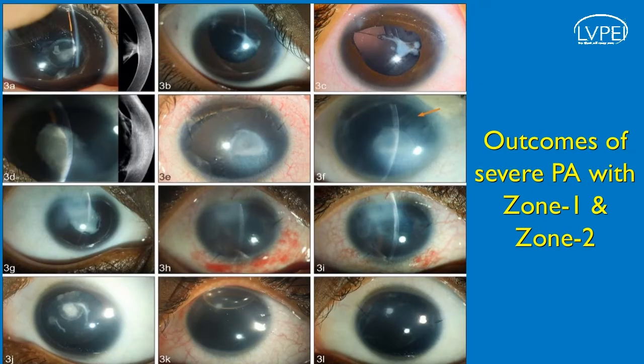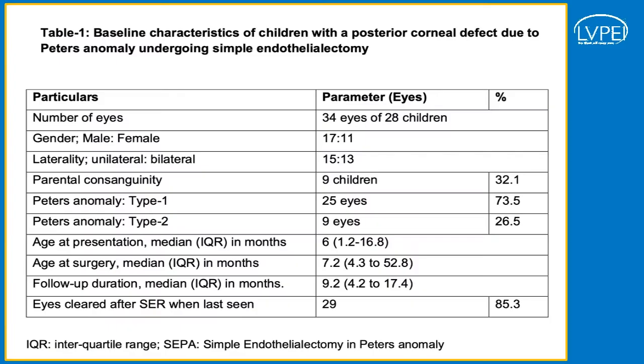The sequential picture collage of severe Peters anomaly, top and bottom rows, shows a significant improvement in eyes with a smaller zone of corneal involvement, compared to the middle two rows where the corneal opacity is much larger along with a cataractous lens, which had a suboptimal outcome with secondary glaucoma. Meaning even a type 2 Peters anomaly with a smaller zone of corneal involvement can achieve a good outcome. Primarily, our cohort included type 1 anomaly.